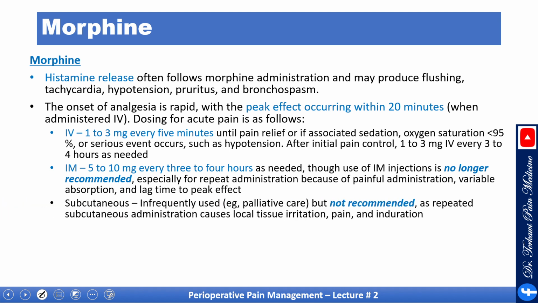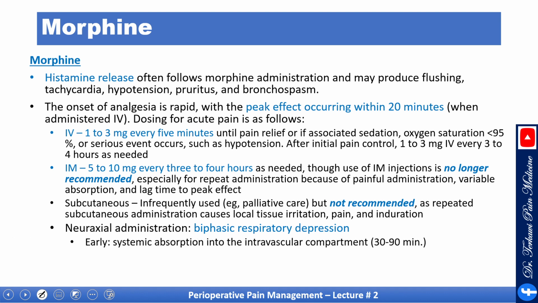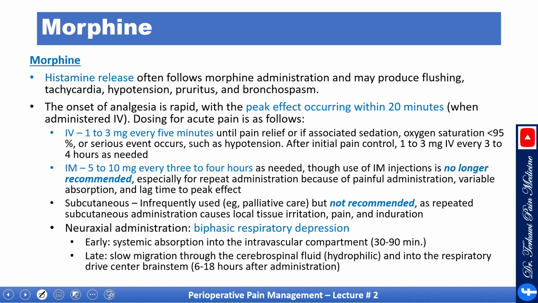And subcutaneous, also not recommended. Neuroaxial administration of morphine usually follows a biphasic respiratory depression. It gives you an early respiratory depression because of systemic absorption into the intravascular compartment, usually in the first 1 hour, and then a late one from slow migration through the cerebrospinal fluid, because it's hydrophilic, as we saw, into the respiratory drive center in the brainstem. So the second peak is usually 6 to 18 hours after administration.